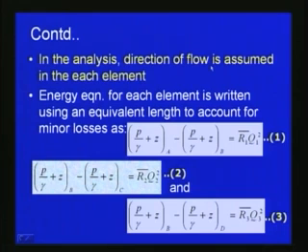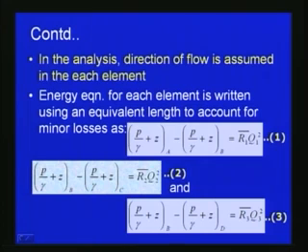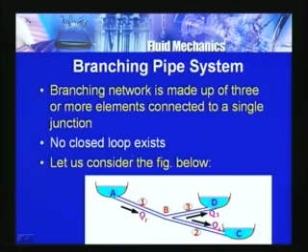So, we will assume the direction of flow, and then work it out and see whether what we assumed is right or not. As I mentioned earlier, the energy equation for each element is written using an equivalent length to account for the minor losses, as we discussed in the case of pipes in series and pipes in parallel. So, for branching pipes, we will now consider the sections between A and B, then B and D, and B and C.